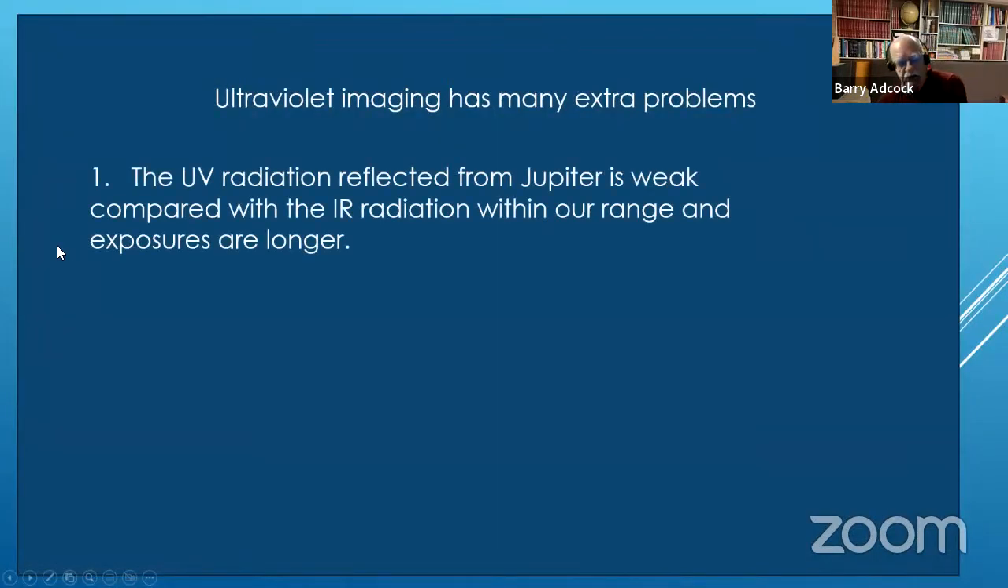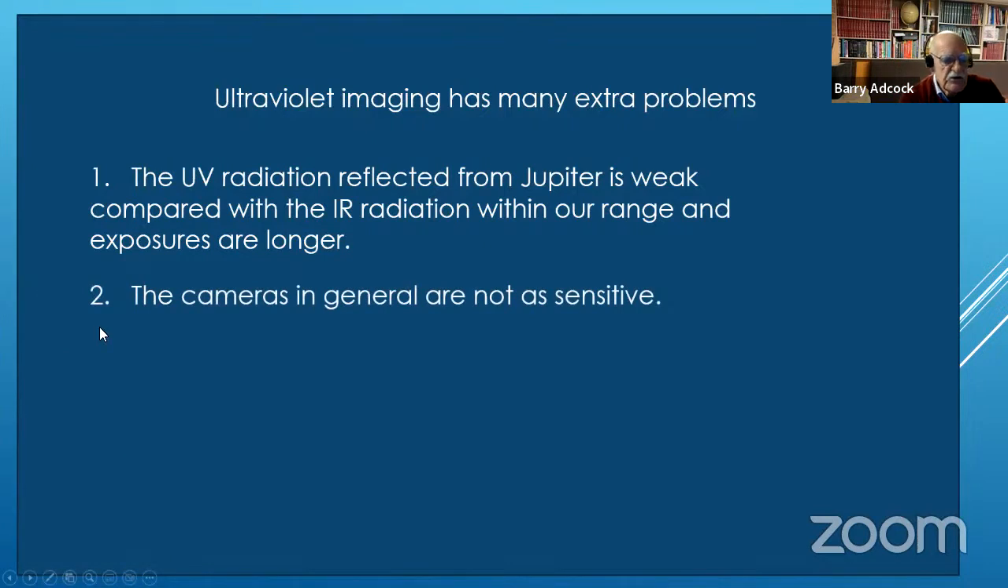Imaging in the ultraviolet end of the spectrum is particularly difficult. There's much less UV radiation reflected from Jupiter than in the infrared region. That means the exposures are longer. We get fewer images to stack, and the atmosphere has a bigger chance to destroy the image.